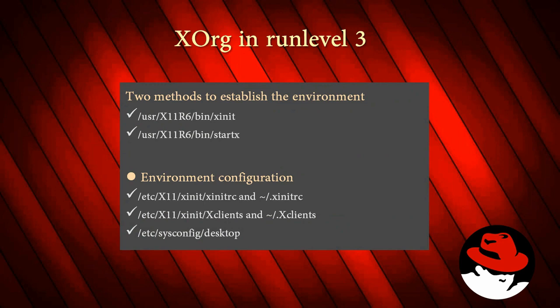Running Xorg in run level 3 has a simple consequence. There are two methods to establish the environment, xinit and startx. We have learned in the essentials that the startx command is used to go to the graphical console from a virtual console, the command line interface. If GNOME or KDE is not loading, you can run the command startx, or xinit could be used to establish the Xorg environment. The environment configuration includes these files, which could be written and configured in the desktop and other places.